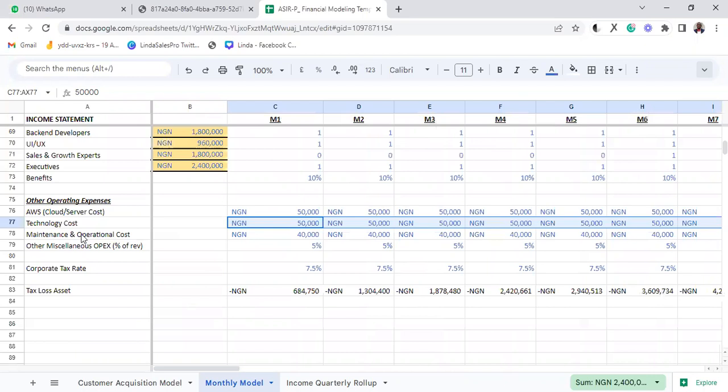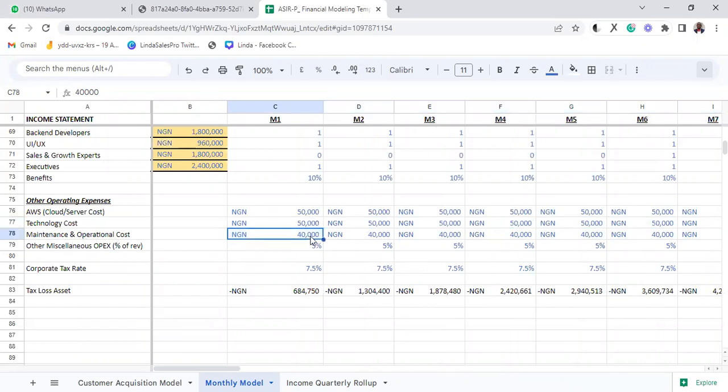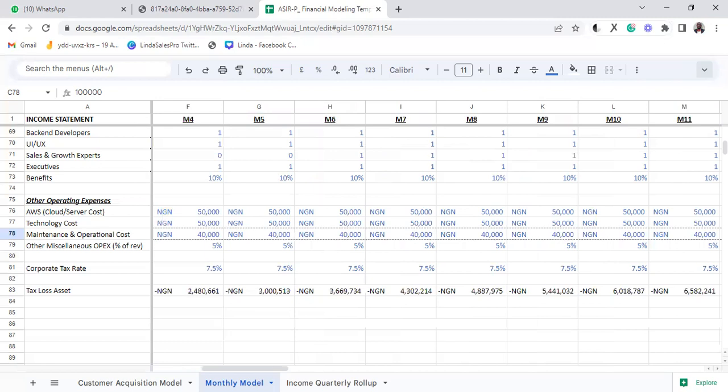Then maintenance and operating expenses. Let's say you buy fuel or diesel, all of those things you might just factor into maintenance and operating costs. So I'm assuming every month you spend 100,000 on operating costs. This is what you spend every month, so you can just drag it to the end.